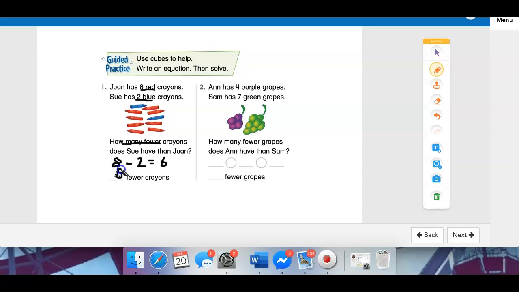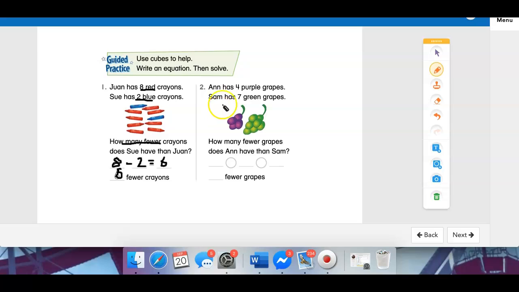We can also look in our picture up here. I can see that there are 8 red crayons and 2 blue crayons. If I have 2 blue and 2 red, that would equal the same amount as the blue crayons, but how many red do I have left over?